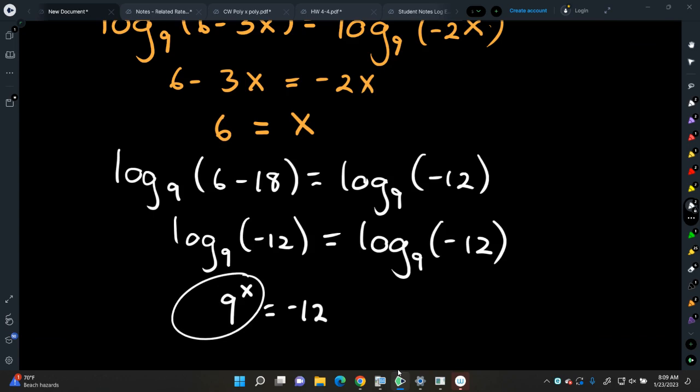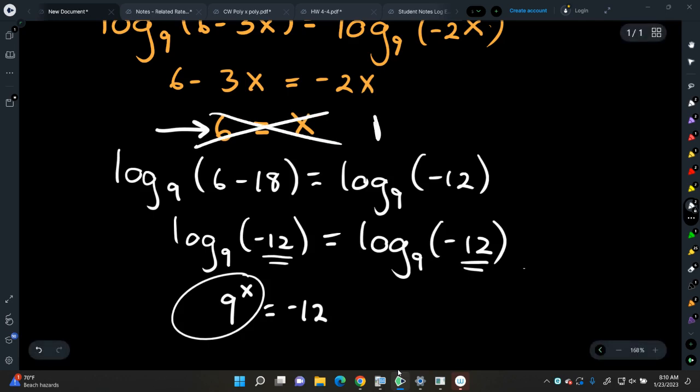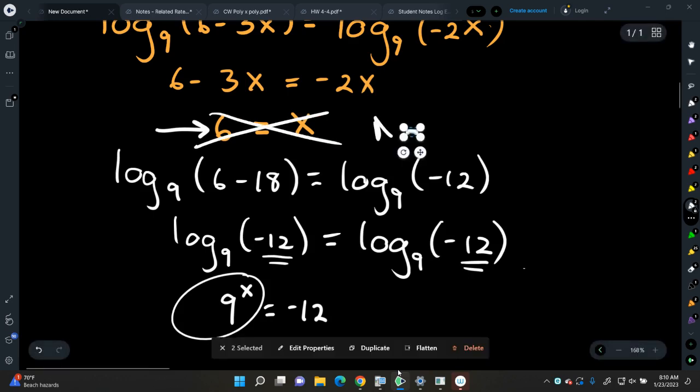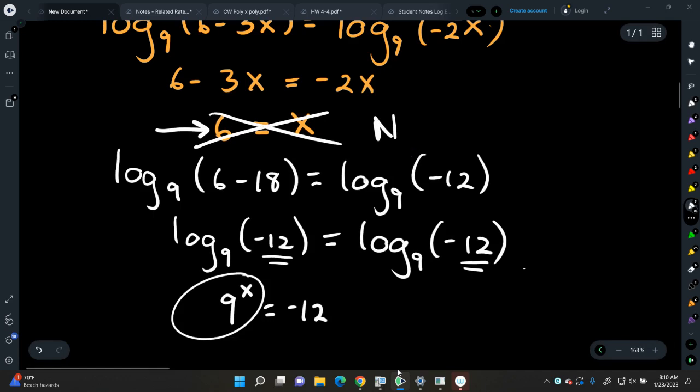And you're not going to ever have a log of a negative base. So even though we got a positive 6 as an answer, when we substituted it back in, it forced a log of a negative number, which means this is not a solution. So there is no solution.